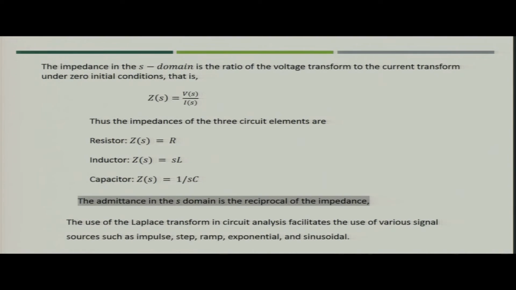Now, when we talk about the impedance in the S domain, impedance would be nothing but the ratio of the voltage Laplace transform and the current Laplace transform under zero initial conditions.